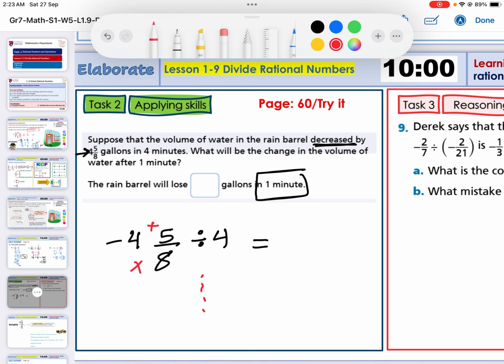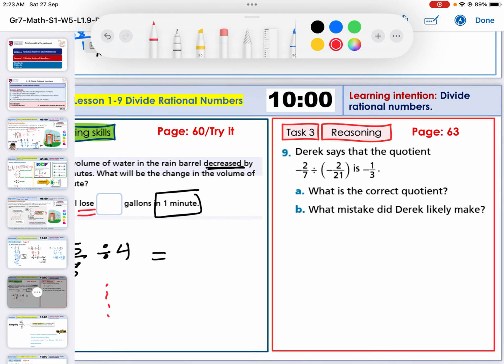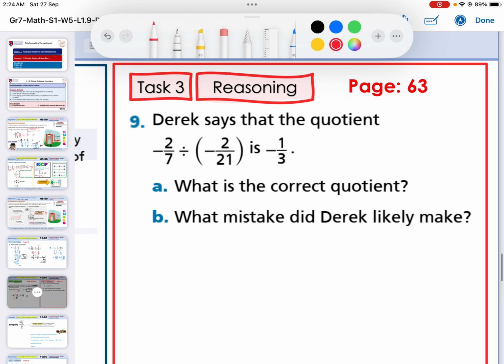When it's telling you decreased or lost or will lose, that means your answer is going to be negative. Now, this is the type of question that we love to bring you guys in the exams. Derek says that this quotient, the answer, is negative 1/3. So what's the correct quotient? Directly he's telling you in the question that his answer is not correct. They're asking you for the correct quotient.